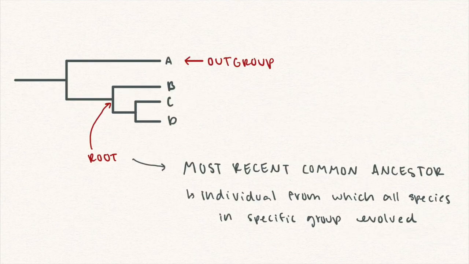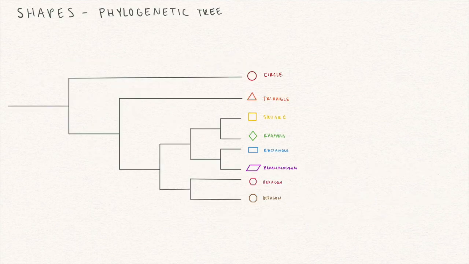A common ancestor is an individual from which all of the species listed evolved, and the most recent common ancestor is exactly what it sounds like, the most recent individual from which a group evolved. There may be multiple common ancestors between species, but the most recent one is the one they are most closely related to. Now that you know the basics, let's discuss why this tree is set up this way.